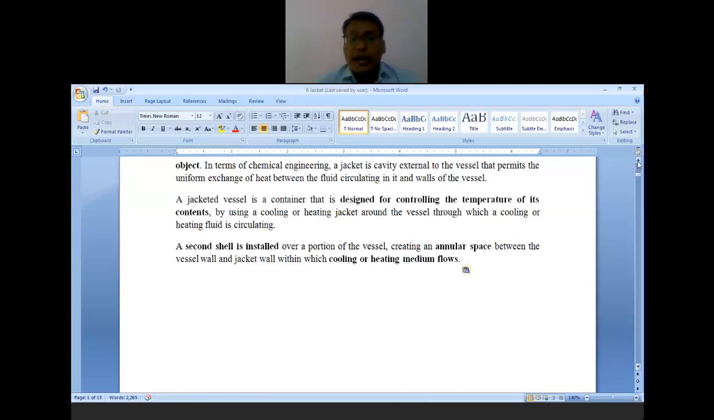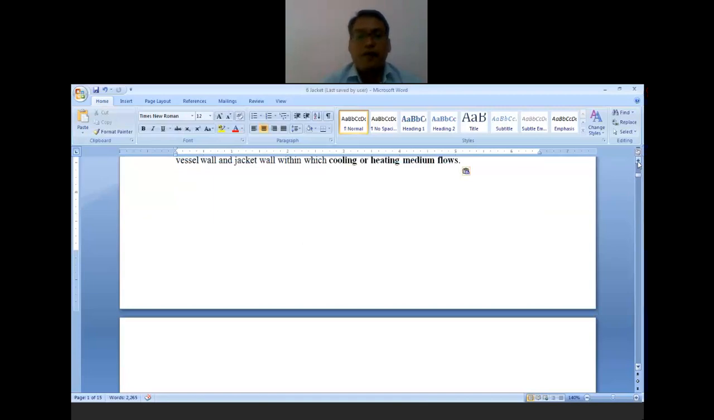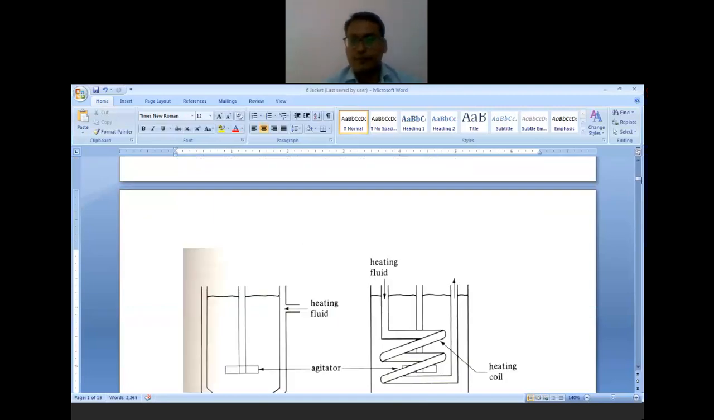Then also, in other words, the second shell that is installed over a portion of the vessel creates an annular space between the vessel wall and the jacket wall within which the cooling or heating media flows.